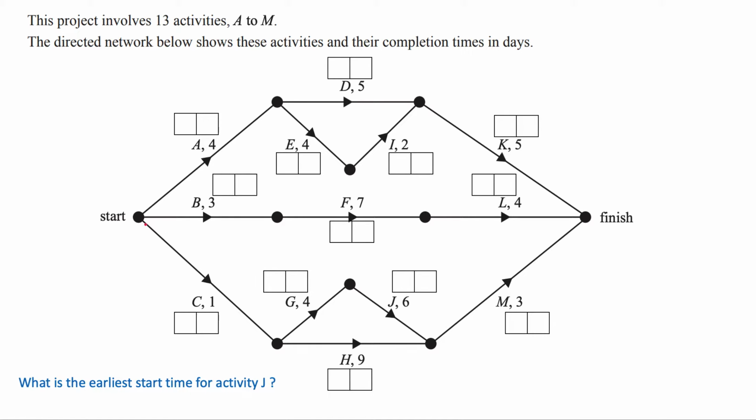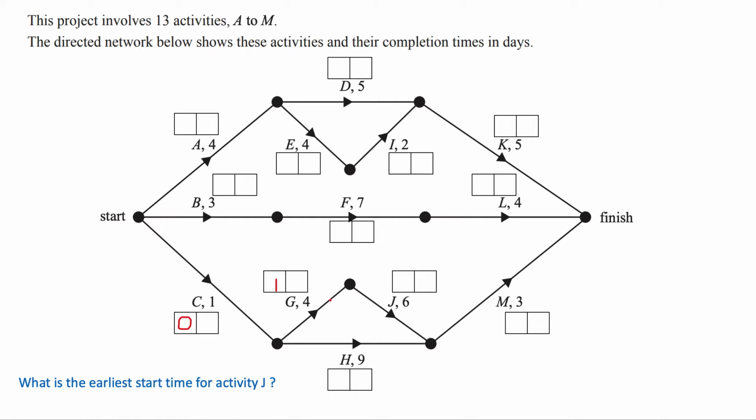So activity C comes from the start, which means it has an earliest start time of 0, right? It's allowed to start straight away. It's not waiting for any other activities to begin. The activity C takes 1 day to complete, which means that if it starts after 0 days and it takes 1 day to complete, well, 0 plus 1 means it'll finish after 1 day. So C is finished after 1 day, which means activity G over here, which is waiting for C to finish, the earliest time that can start is 1. Okay, so it can start after 1 day.